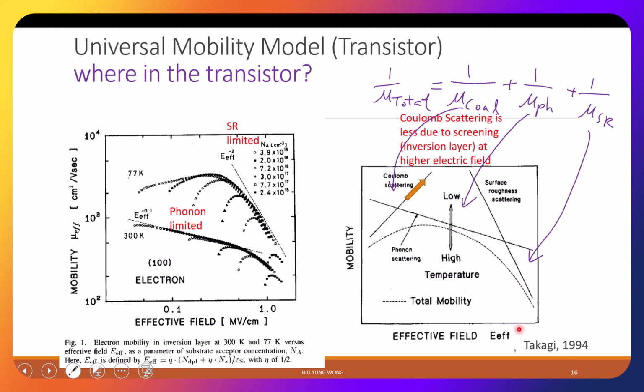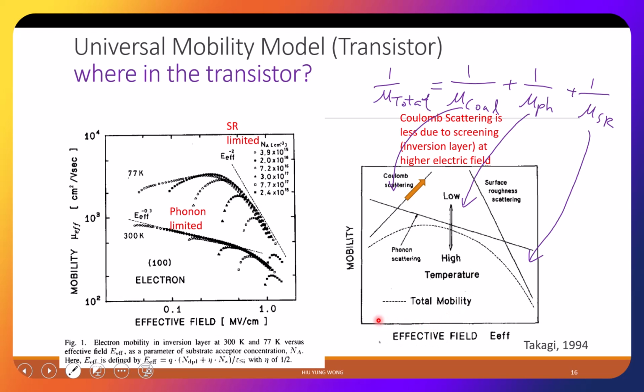Now when you don't have a high electric field, then you don't have much degradation due to surface roughness, but then you start to feel the effect of phonon. When you are at low temperature, then it goes up. Like this 77 Kelvin, the whole thing goes up. But if you have a very high electric field, 77 Kelvin and 300 Kelvin merge because they are both dominated by the surface roughness.